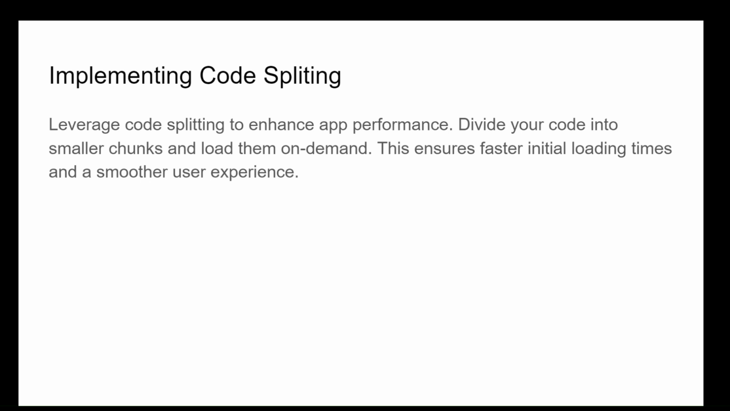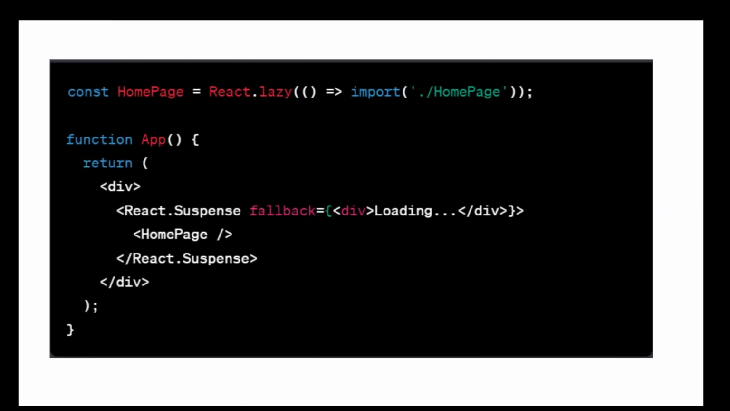Leverage code splitting to enhance app performance. Divide your code into smaller chunks and load them on demand. This ensures faster initial loading time and a smoother user experience. So this is the example for that. I'm just having a home page, declaring that home page as a different module, a different component, and importing that home page into the app component. So this is one example.